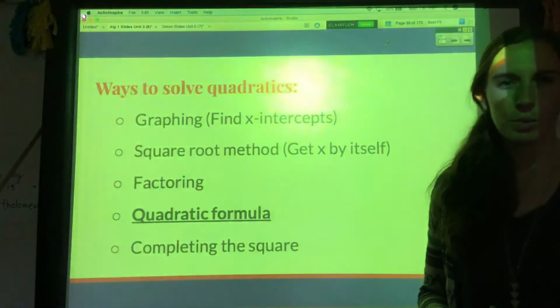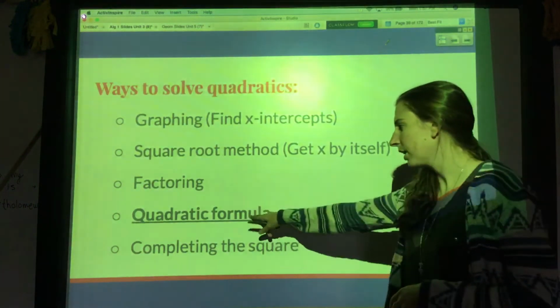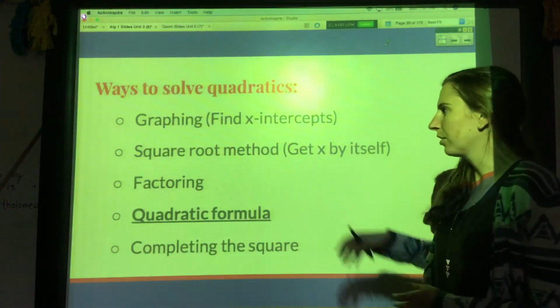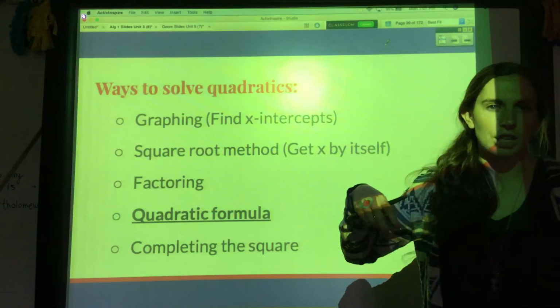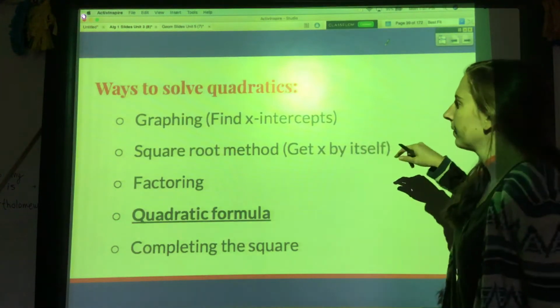Everyone, so in this video we are talking about the quadratic formula. Sorry if my board is kind of spacing out and changing colors, it's just being weird today.